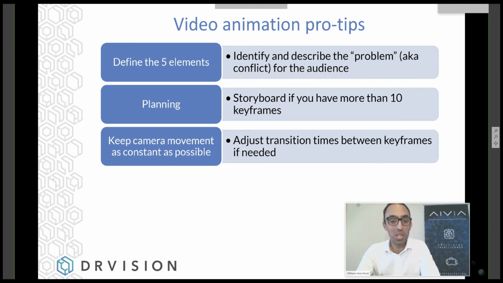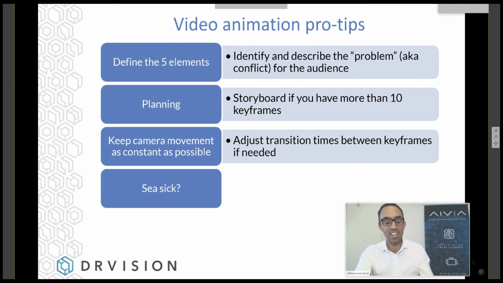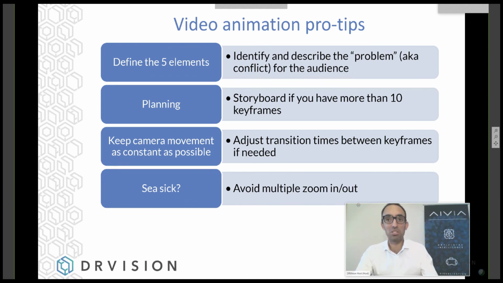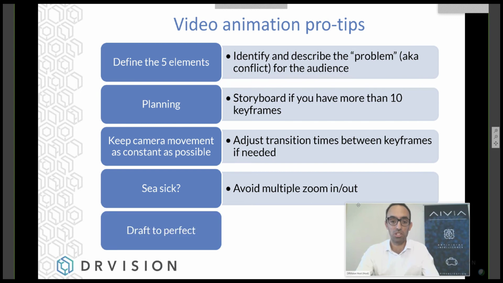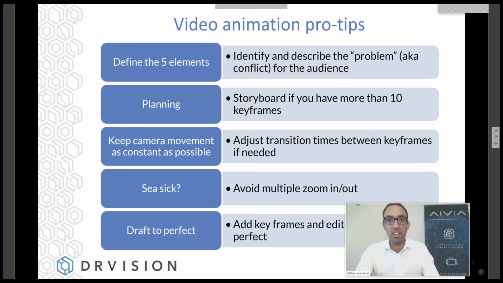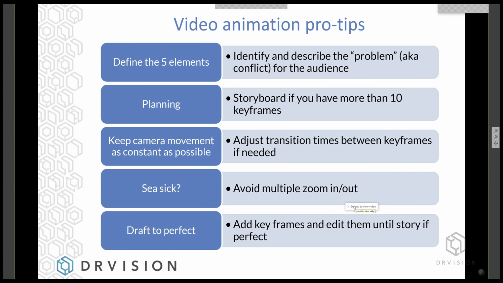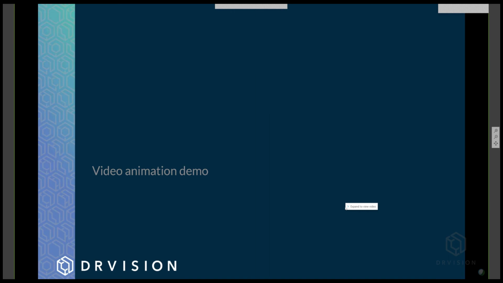I suggest that you keep the camera movement as constant as possible. Don't accelerate and slow down a lot, because that tends to make people seasick. And if you are prone to seasickness, definitely don't zoom in and zoom out too much, because that makes it very hard to watch the movie. Typically I start with a quick draft and then add more frames or edit the frames that are already available. So you can do that and create the perfect video.